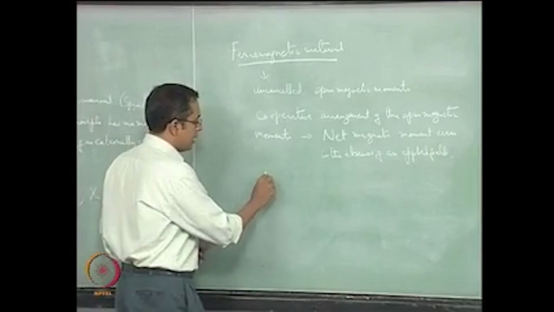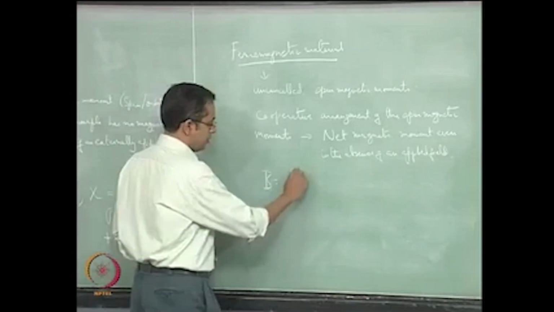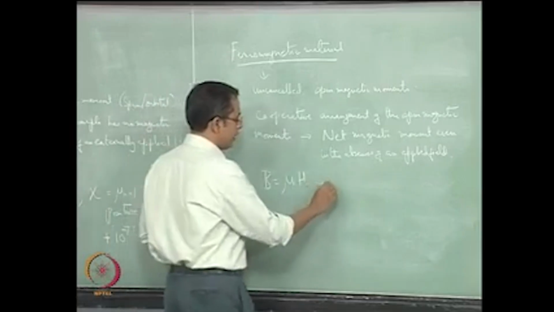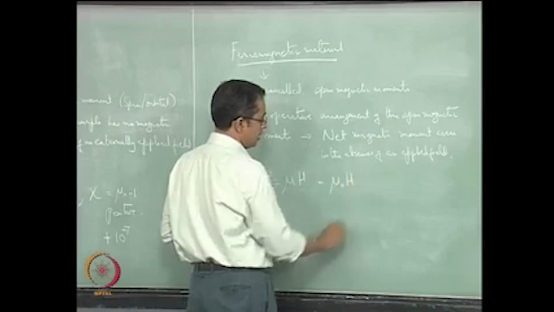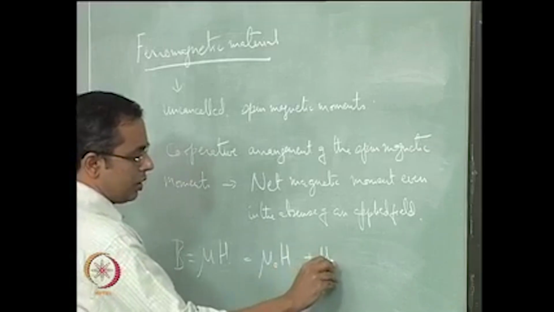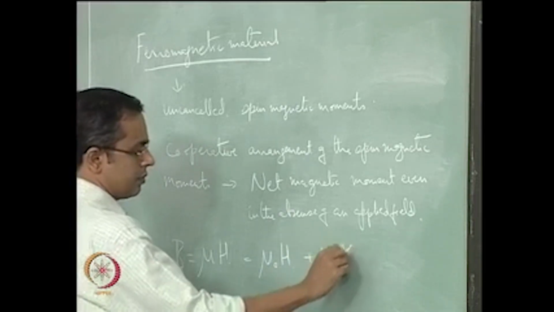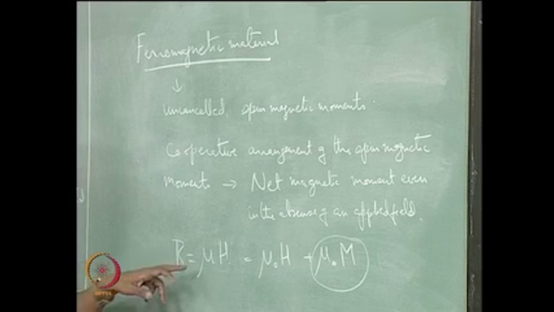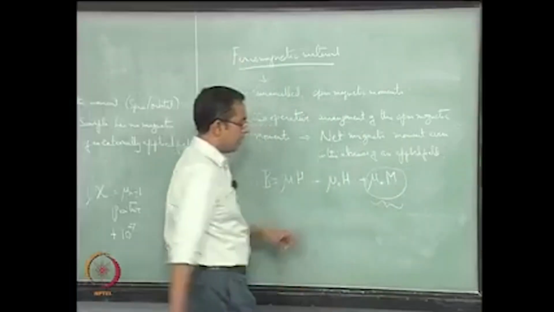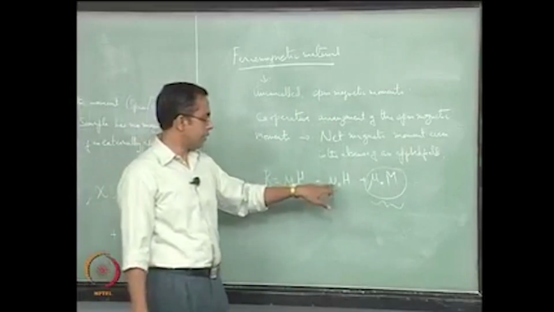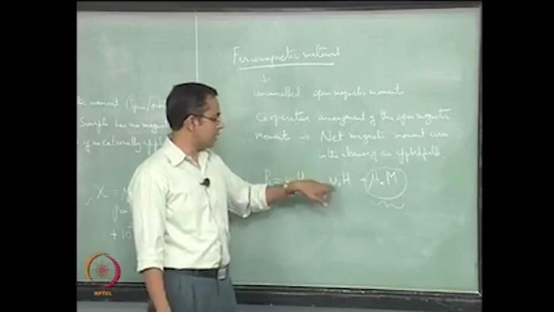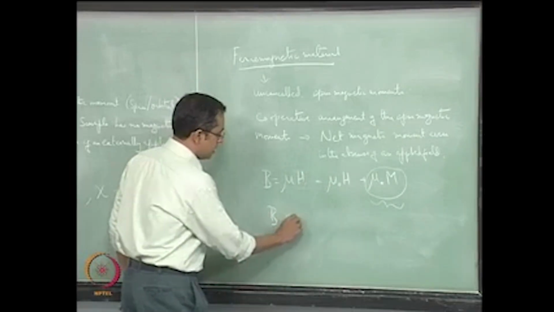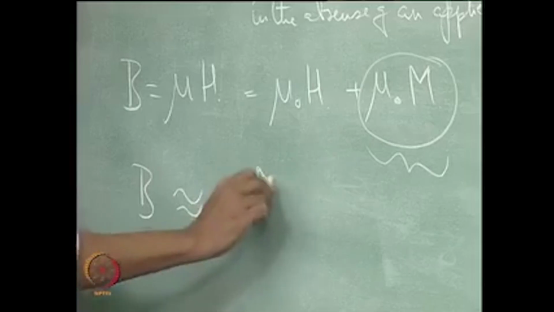So when you write B equals mu h, I mentioned that you can think of it as a contribution due to vacuum, mu naught h, plus mu naught m, which is the sample's contribution to the magnetic behavior in the presence of the applied field. What is happening in a typical ferromagnetic material is that this value is very large relative to what vacuum would do. Mu naught m is much larger than mu naught h, so for a ferromagnetic material B is approximately just equal to mu naught m.